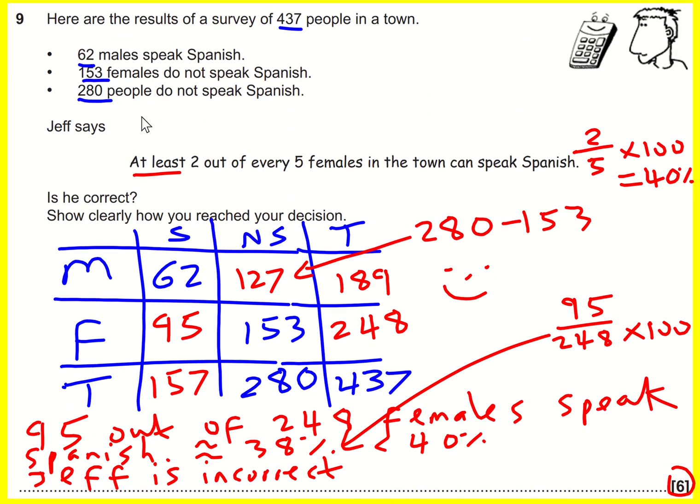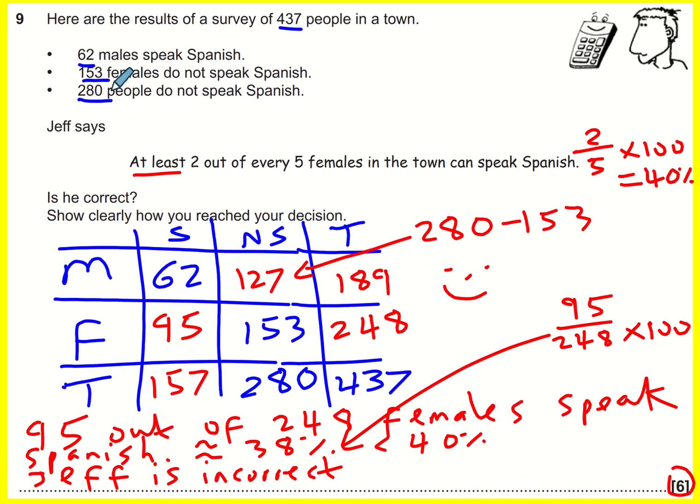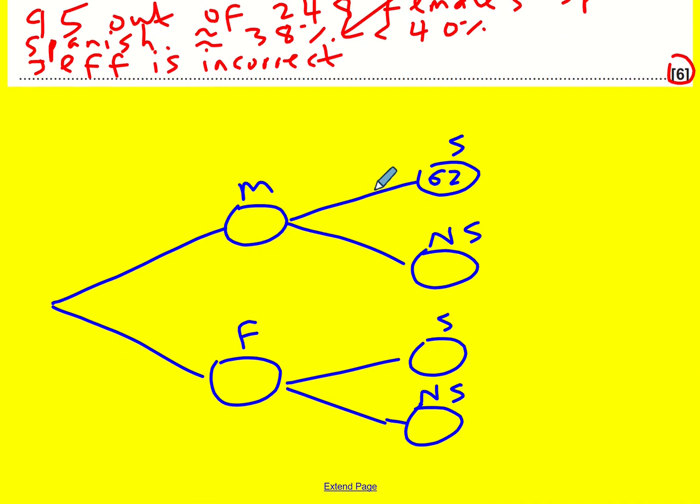Okay, we've got that 62 males speak Spanish. That goes here. We don't have a place for the 437 actually. It would be if we added these two boxes up or these four boxes. 153 females do not speak Spanish. And then we've got that 280 people do not speak Spanish, and that's when our calculations are going to come in. So I don't have a space for that, but I can do my 280 minus 153, which will tell me that this becomes 127.